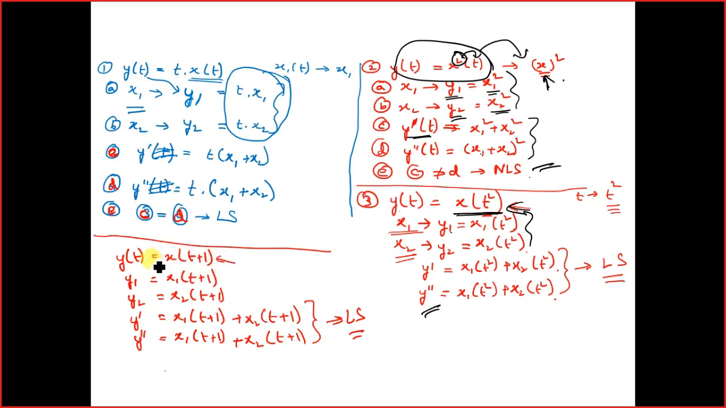Similarly, over here, if you have a system given by y(t) equals x(t+1), so we get x1(t+1), x2(t+1), and then the addition of these two. And this is x1(t+1) plus x2(t+1), and y double dash is x1(t+1) plus x2(t+1). So this is a linear system.